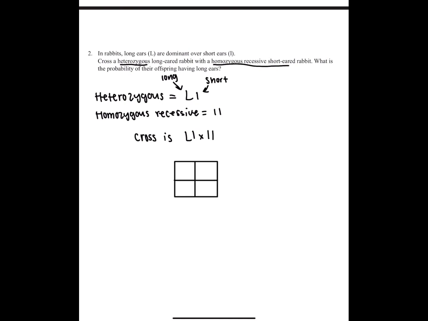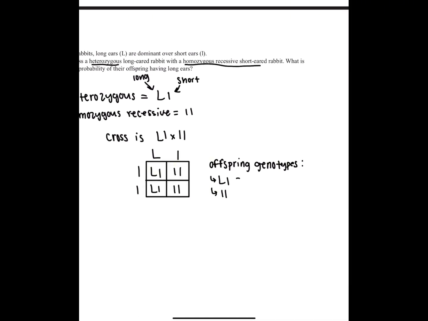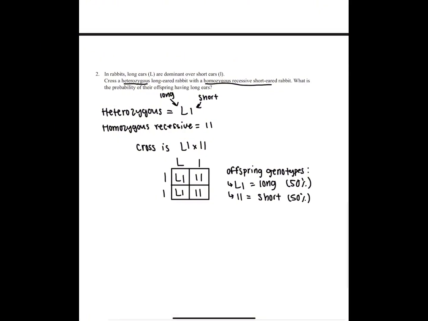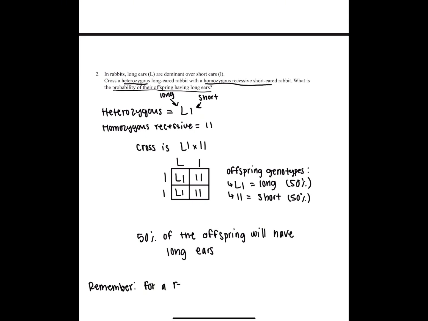So we set up our Punnett square, and what we see is that our offspring genotypes are going to be capital L, lowercase l, and two lowercase l's. Therefore, we have a 50% chance of having long-eared and a 50% chance of having short-eared rabbits. Therefore, 50% of the offspring will have long ears. But remember, in order for a recessive trait to show, both alleles have to be recessive.